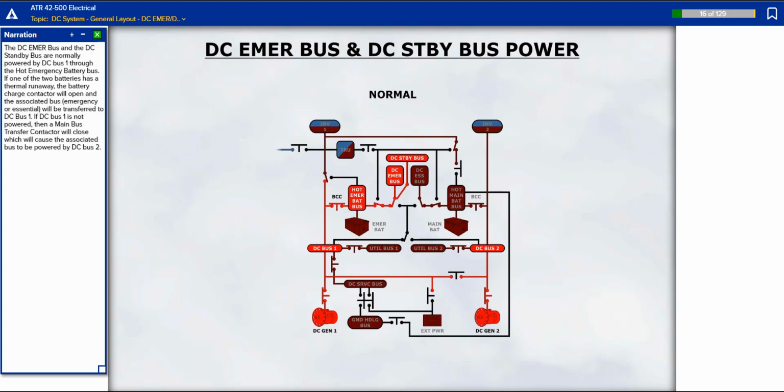The DC emergency bus and the DC standby bus are normally powered by DC Bus 1 through the hot emergency battery bus. If one of the 2 batteries has a thermal runaway, the battery charge contactor will open and the associated bus will be transferred to DC Bus 1. If DC bus 1 is not powered, then a main bus transfer contactor will close, which will cause the associated bus to be powered by DC bus 2.